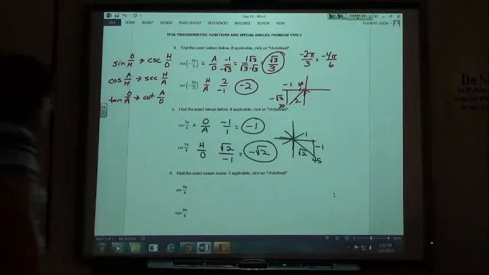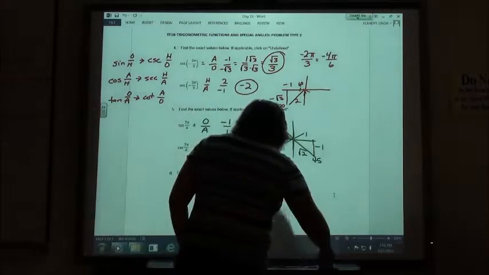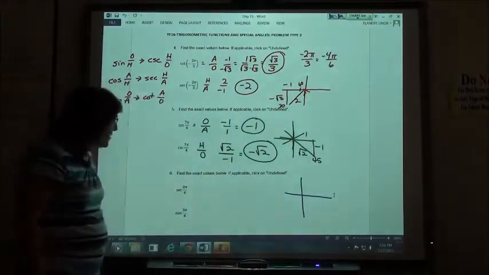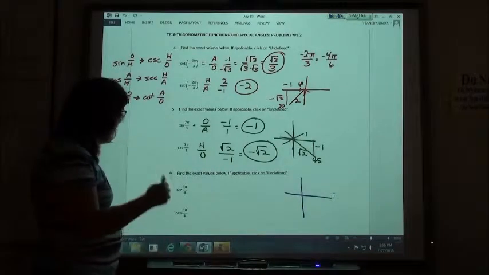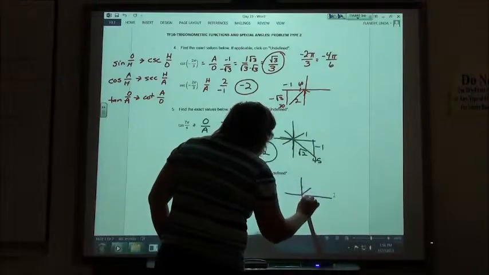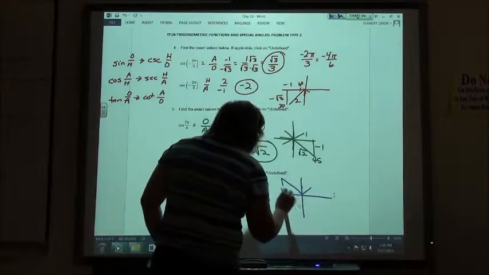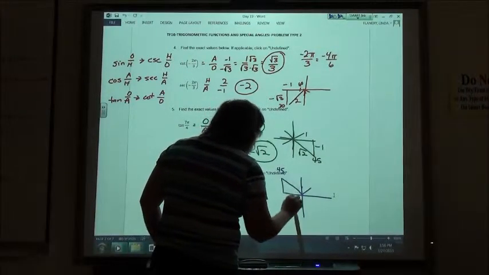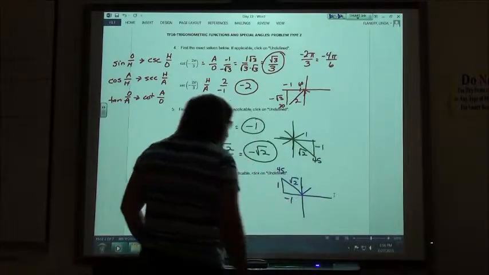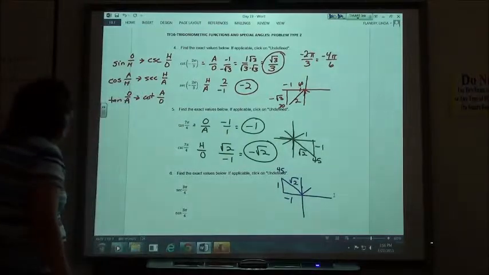I'm going to sneak number 6 in there. So on here we're doing a positive 3 pi over 4. So again we're doing 45s. 1, 2, 3 pi over 4. 45 means it's 1, 1 and the square root of 2. But this one's going backwards, so that one's going to be a negative 1.